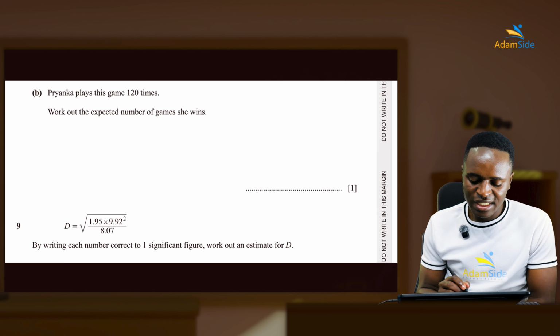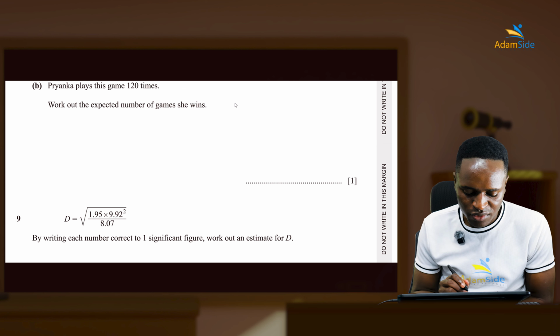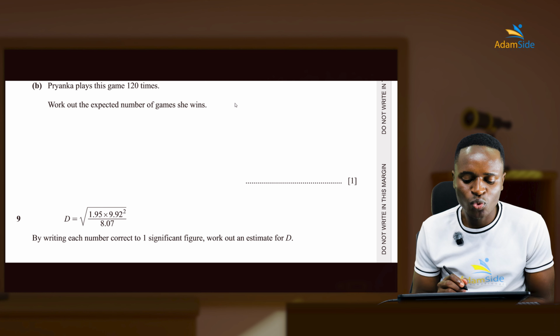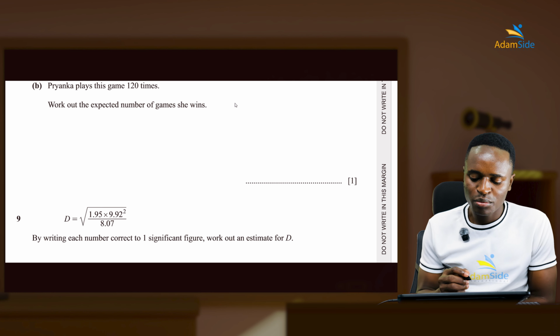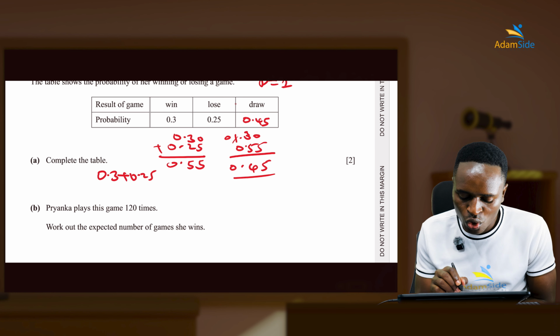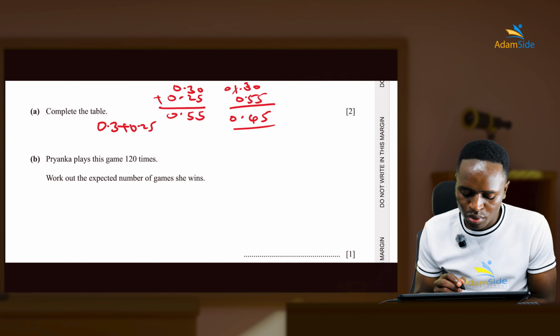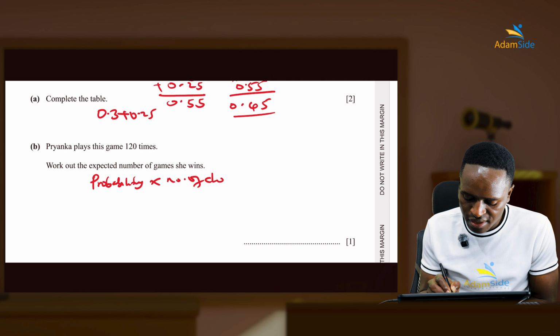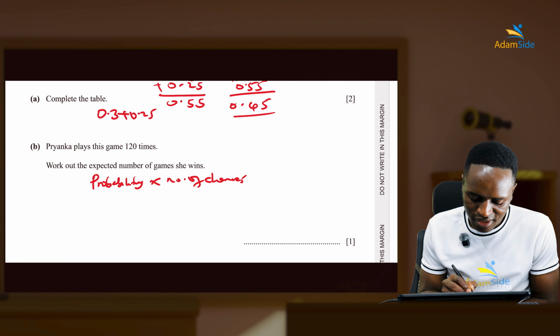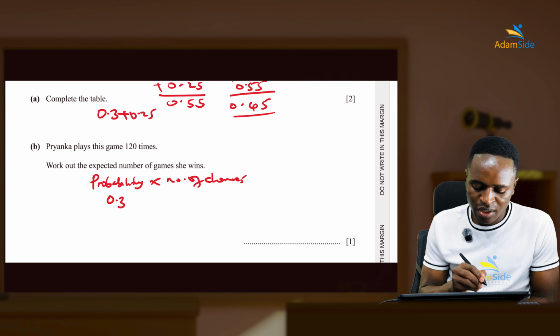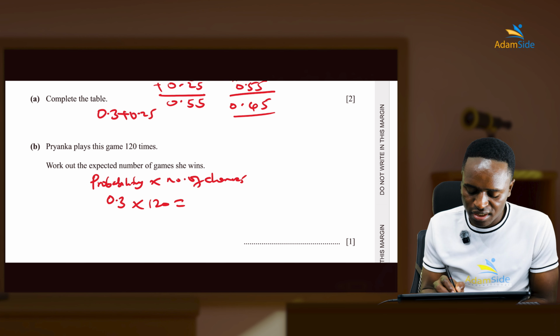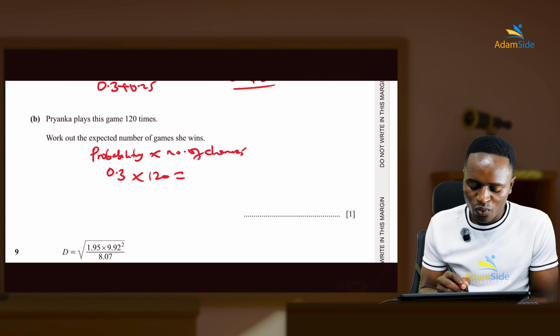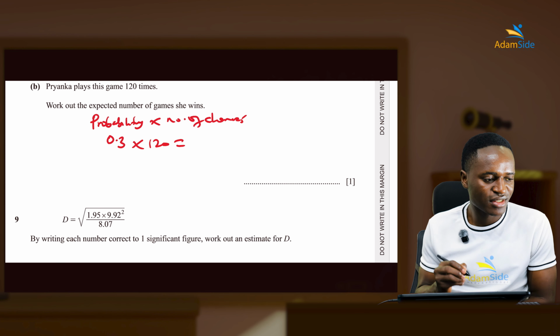Priyanka plays this game 120 times. Work out the expected number of games she wins. Oh, that's easy. Probability of Priyanka winning is 0.3. Just take the probability times the number of chances. This is easy. So probability of Priyanka winning is 0.3 times 120. So from 120 trials, we expect Priyanka to win how many times?